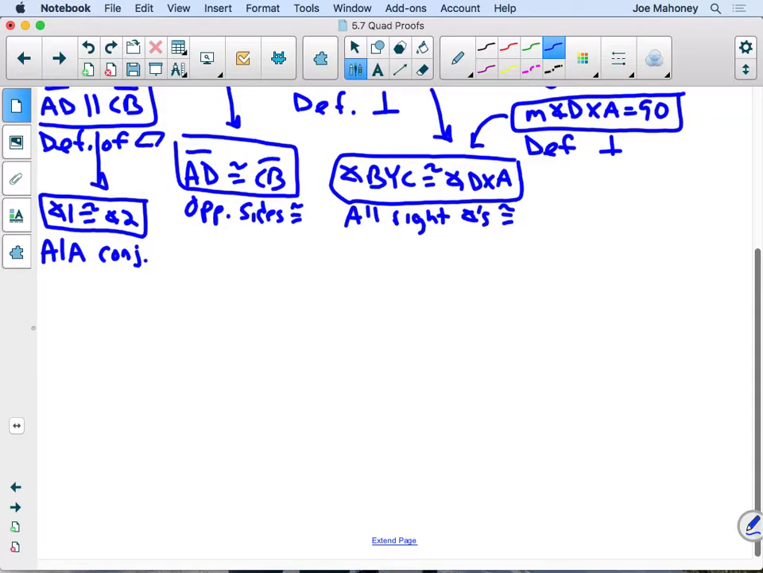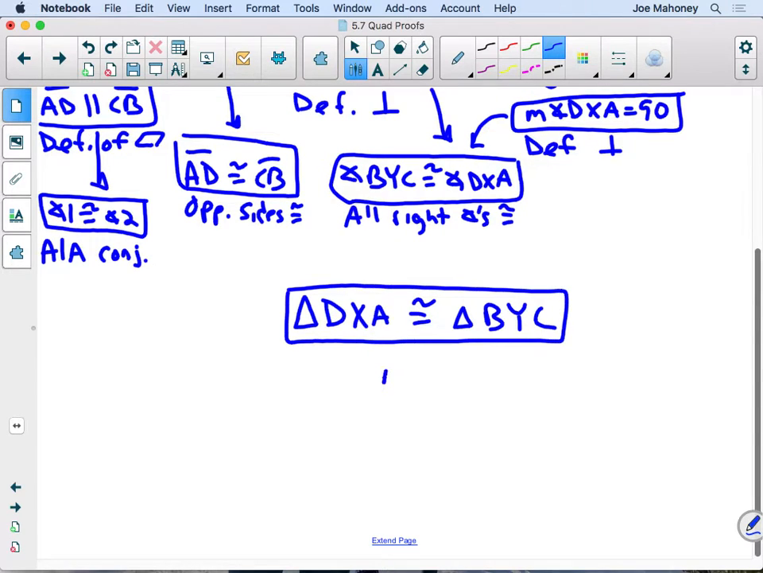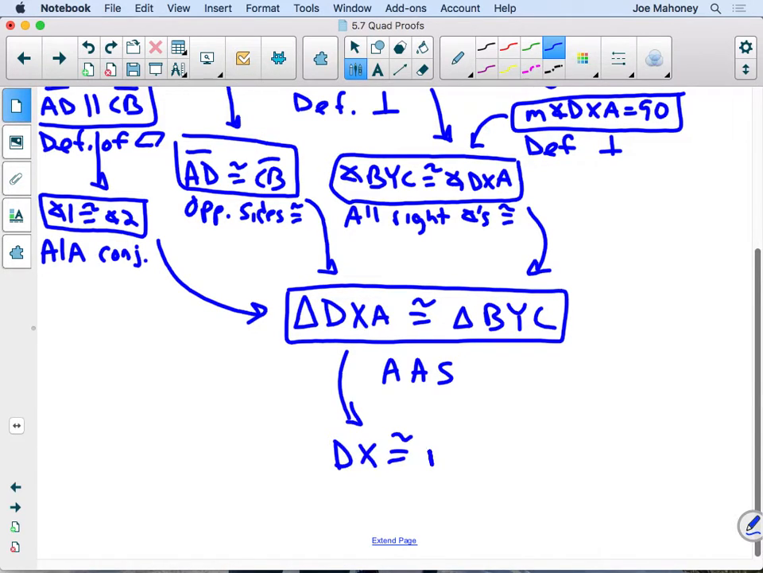Let's see, I'm going to make it a little bit easier to play with. So now I have triangle DXA congruent to triangle BYC. And I believe that was true by angle, angle, side. So here's one angle, here's my other angle, and here's my side. And then from there, DX is congruent to BY by CPCTC. Not too bad there.